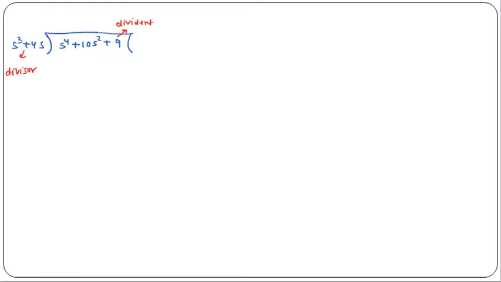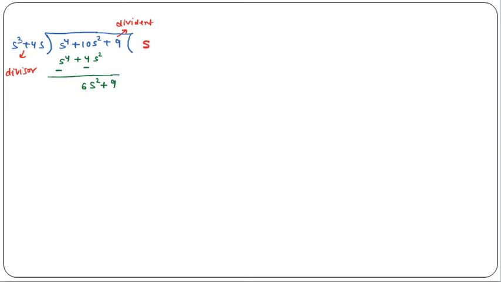Now we will divide s power 4 by s cube, then we are getting s, okay. So this is s. Now s cube into s will be equal to s power 4, then 4s into s will be equal to plus 4 into s square, okay. Now we will subtract, so we are getting 6s square plus 9, okay. Now what we will do, so अभी remainder 0 नहीं हुआ, but we have to make it 0.